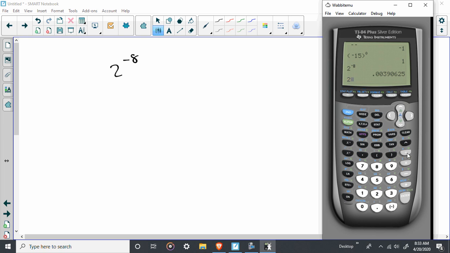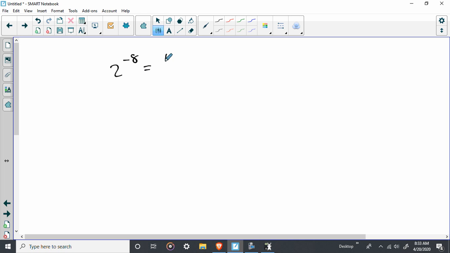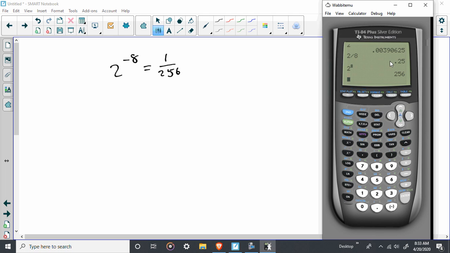Well, 2 to the 8th power is 256. So what is this number? This is 1 over 256, which again will be this number right here. If I say, hey, what's 1 over 256? It is that same number that we saw before, yes? Okay. So again, all you need to do is take it, put it on the bottom.